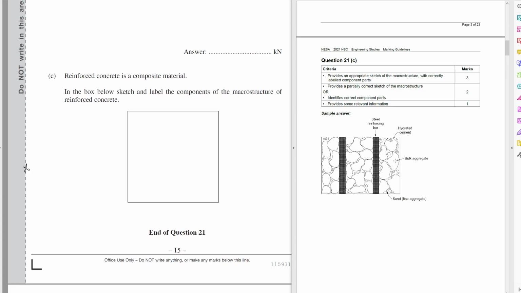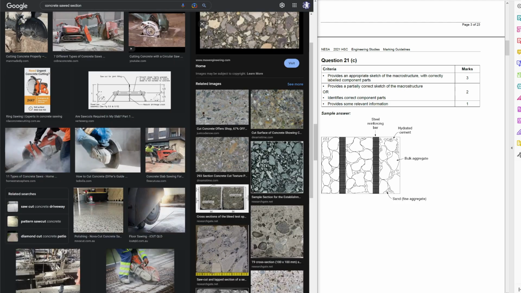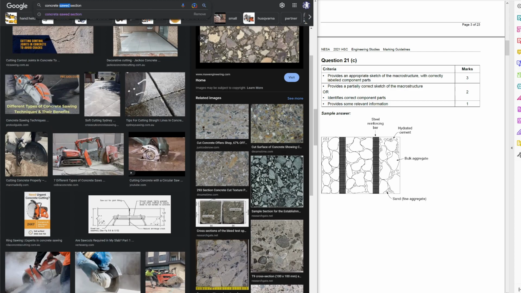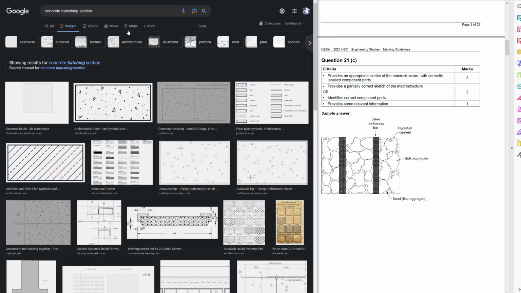Now, they've done bulk aggregate, and then they've done sand fine aggregate, and then the hydrated cement. I would have just drawn dots for the sand, and then typically when you're sectioning concrete, you just draw circles and triangles. So I wouldn't have drawn it exactly like this. I think there's also, yep, that's great. I would have accepted that. Yeah, I'll just draw it like concrete section hatching. So this is kind of typical. When you're drawing concrete, you just draw triangles and circles and a bunch of dots.